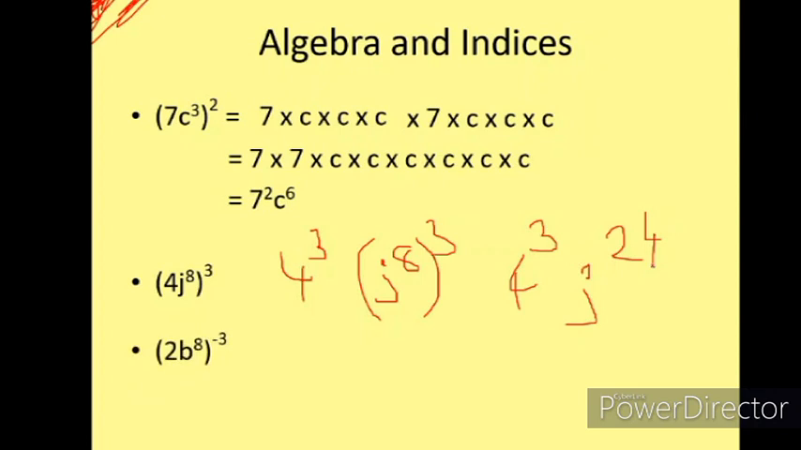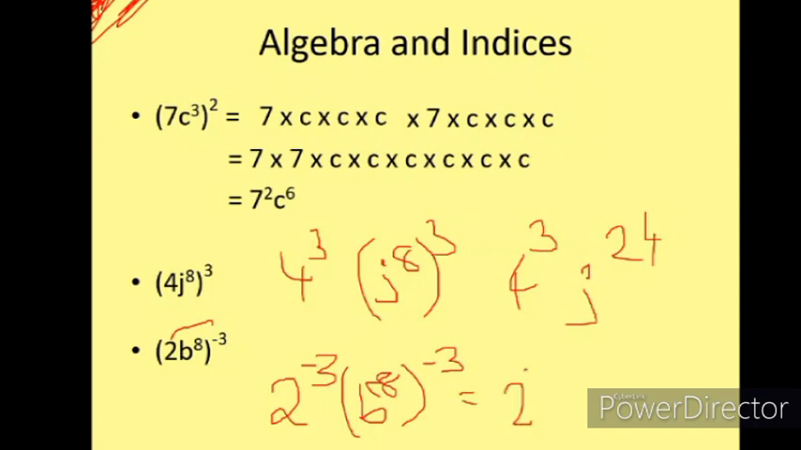Okay. Next one, 2b to the power of 8, all to the power minus 3. Now again, we will deal with the negative indices first, later. But what I'm going to do is I'm just going to write it as 2 to the power 3. And then b to the power of 8, all of that to the power minus 3. So that's going to equal 2 to the power minus 3. Then 8 times minus 3 is minus 24. So it's going to be b to the power minus 24. I didn't actually need that bit there.